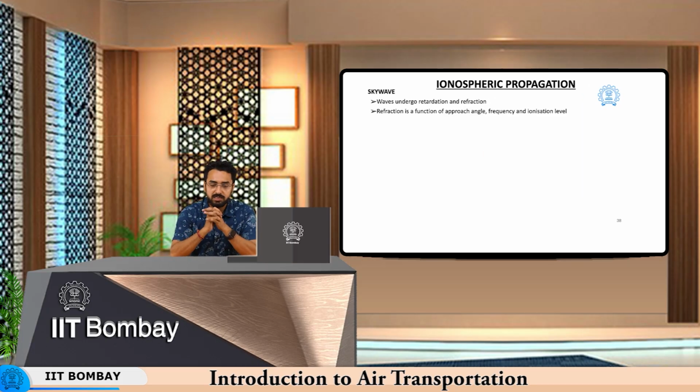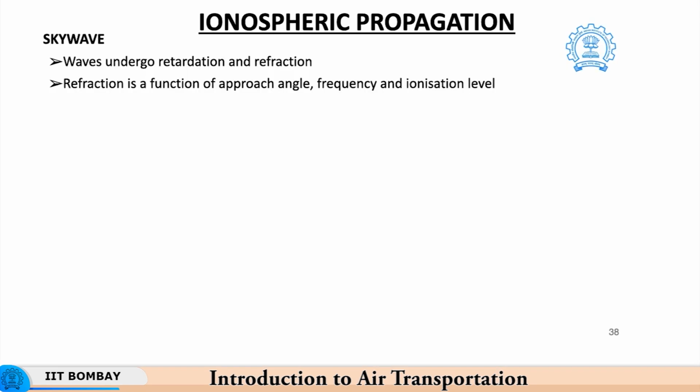The sky waves, as I mentioned to you, are made up of two components. The first component is the wave transmitted from the aircraft, which gets reflected back by the ionosphere. The second is the waves that come from the satellites. When we are talking about the sky wave, these waves undergo retardation and refraction, so let us understand this in a more elaborate manner.